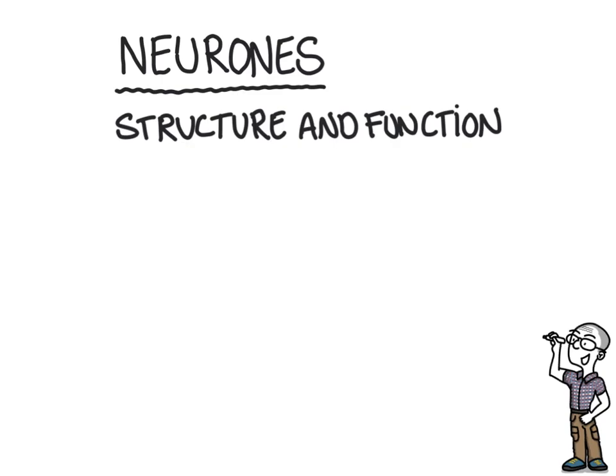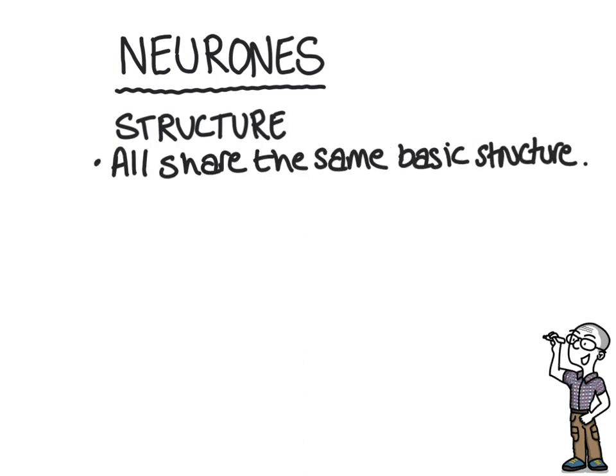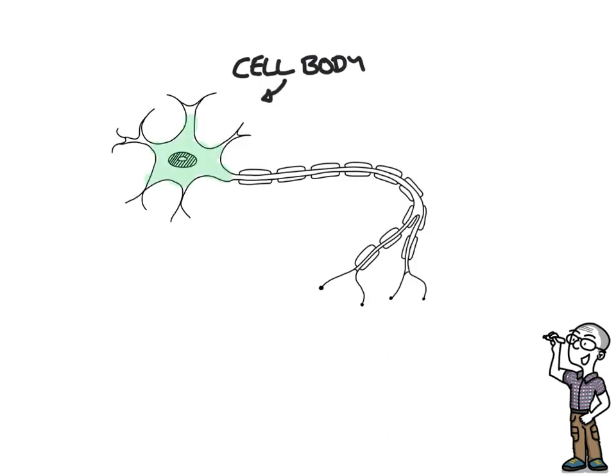Structure and functions of neurons. Structure. Whatever the type, neurons share the same basic components. They have a cell body, or soma, which holds the nucleus containing genetic material, and protruding from this are extensions that act to transmit the electrical signal that is the function of the neuron.